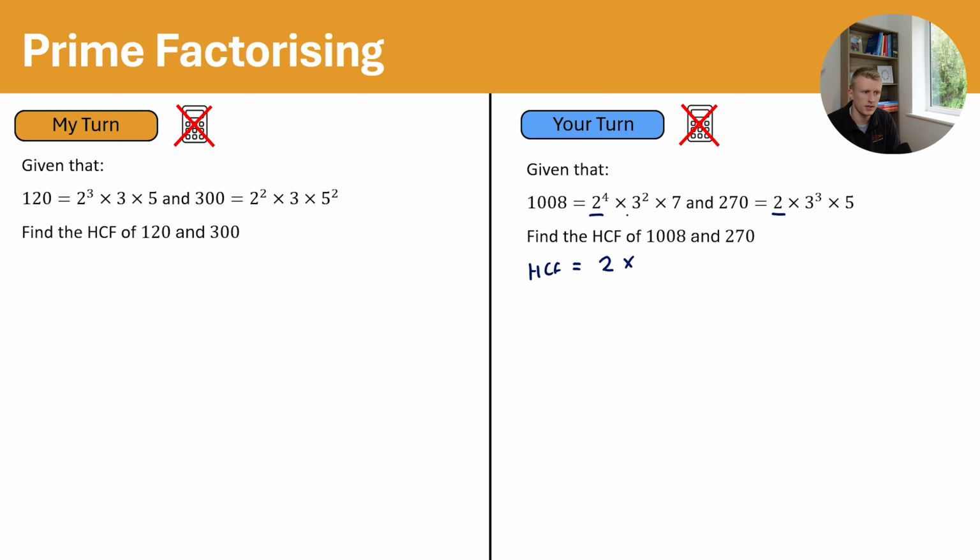We then look at our 3's. This has 3 squared and this has 3 cubed. They have 3 squared in common. And then they don't have anything else in common after that. So that's my highest common factor, which is 2 multiplied by 9, which is 18.